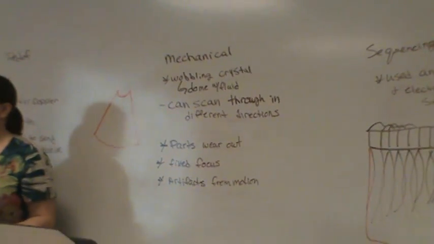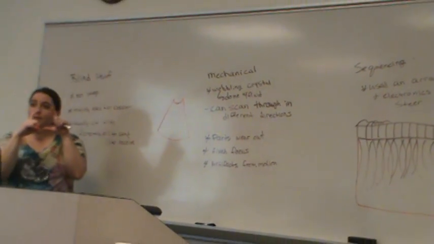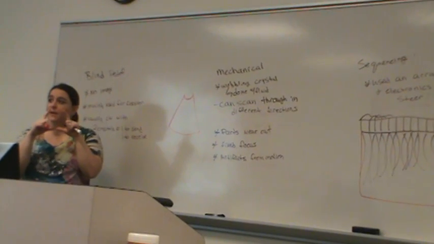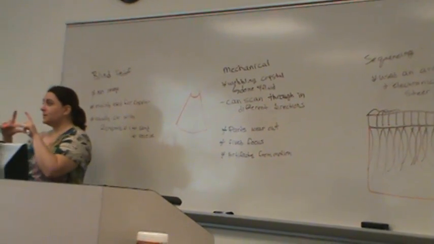They ask about those questions. They will put drawings of what the image shape looks like, and you're supposed to pick the transducer that makes that image shape.